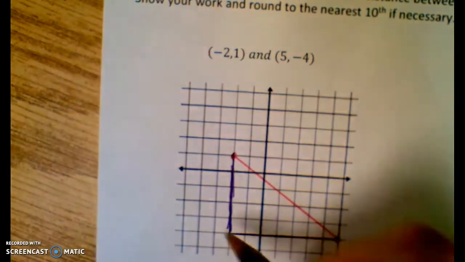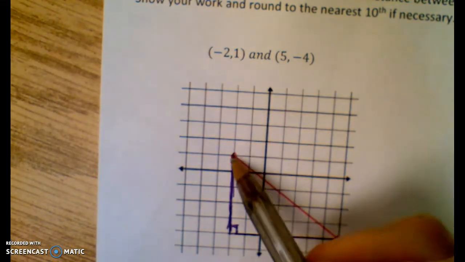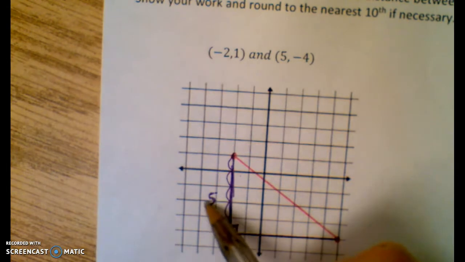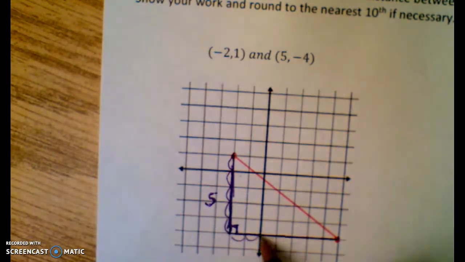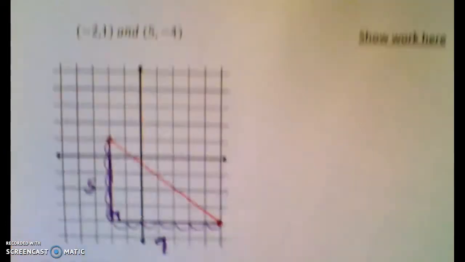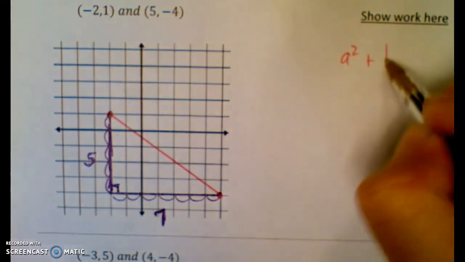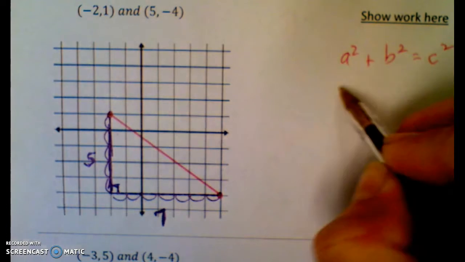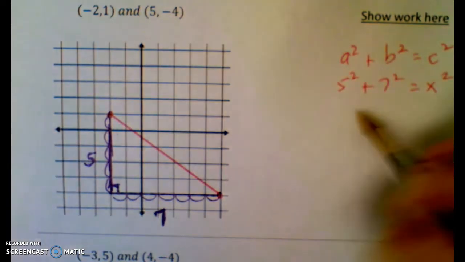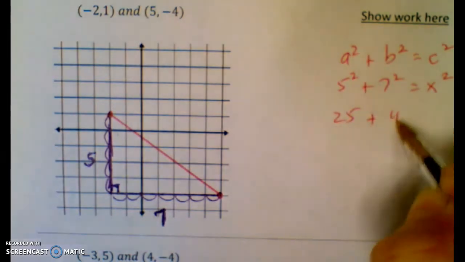Once you have your right triangle sketched, remember you're counting boxes. 1, 2, 3, 4, 5. We have a leg of 5, and we have 1, 2, 3, 4, 5, 6, 7. We have the same values as our last example, so your work is going to be very similar. However, you may want to plug in your 5 and your 7 differently to show that they will come out with the same solution.